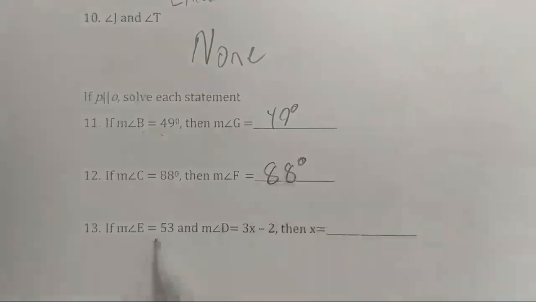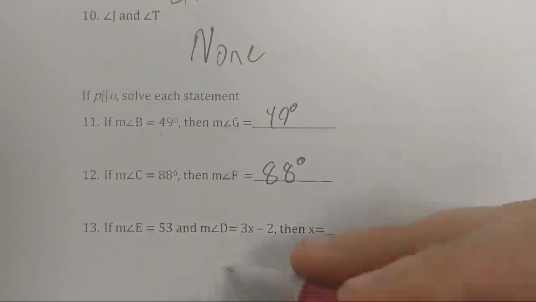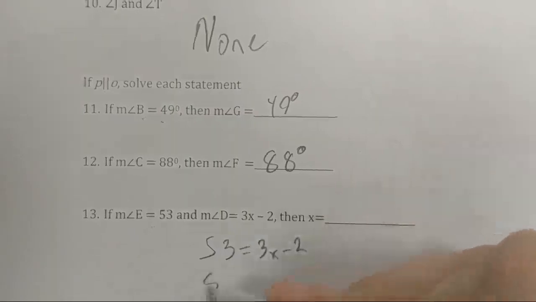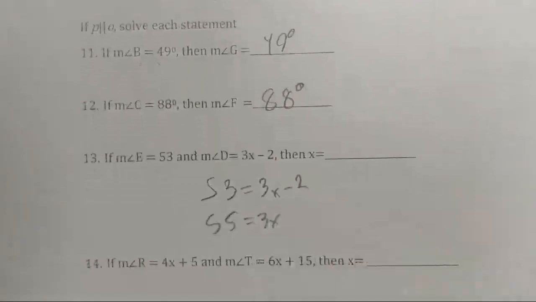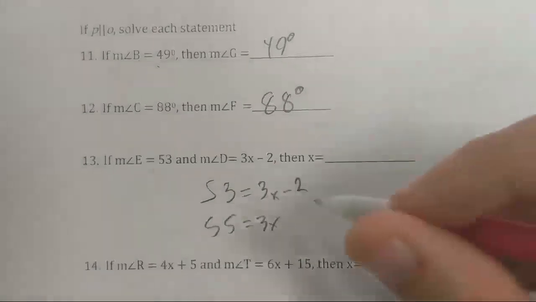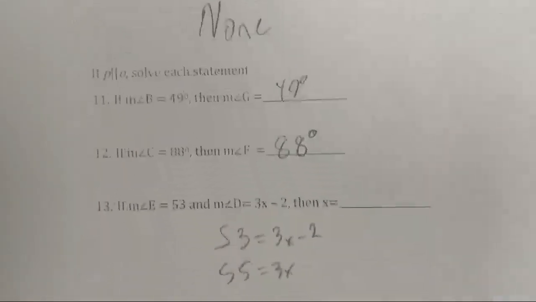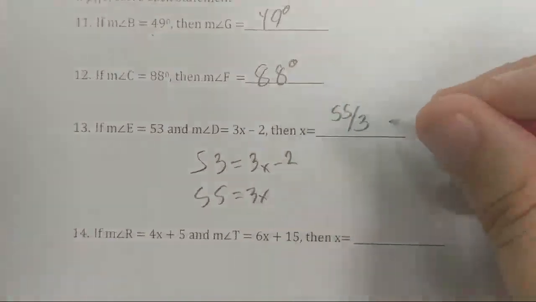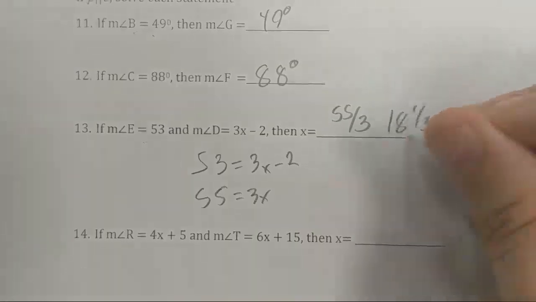If E is 53 degrees and D is 3x minus 2, then x, which is also alternate interior, is 53 equals 3x minus 2. Plus 2 on both sides, 55 equals 3x. Divided by 3 on both sides. This is a fraction, but E and D, let me just check for sure. Yeah, they're alternate interior, so they have to be equal to each other. So that's 55 over 3. Oh, I think I remember people getting fractions on this, which should be 18 and 1/3, or 18.3 repeating.